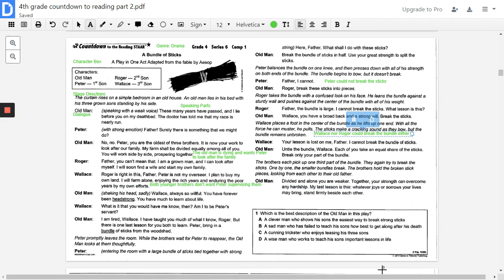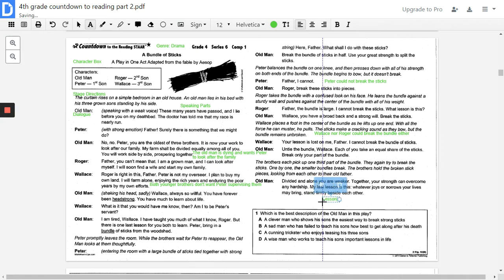The brothers each pick up one third part of the bundle. They again try to break the sticks. One by one, the smaller bundles break. The brothers hold the broken stick pieces, looking from each other to their old father. Old man: Divided and alone, you are weaker. Together, your strength can overcome any hardship. My last lesson is this: whatever joys or sorrows your lives may bring, stand firmly beside each other.